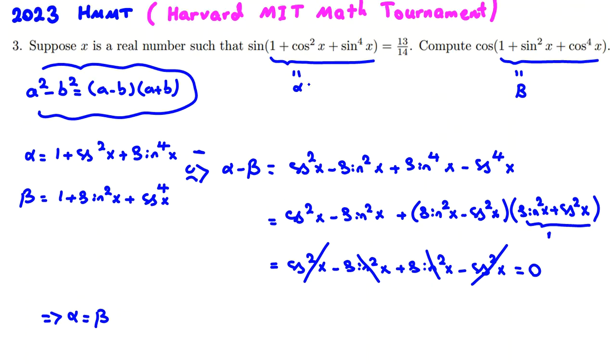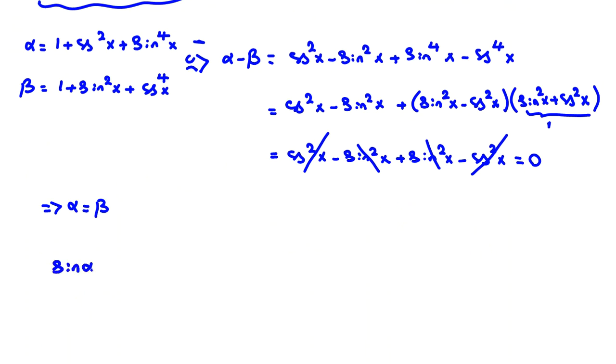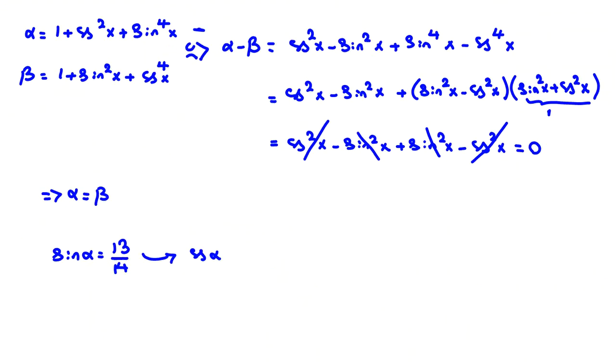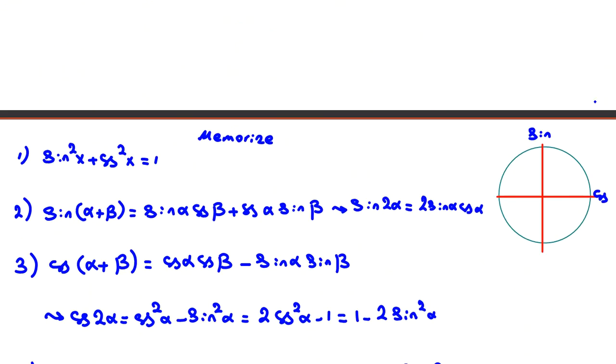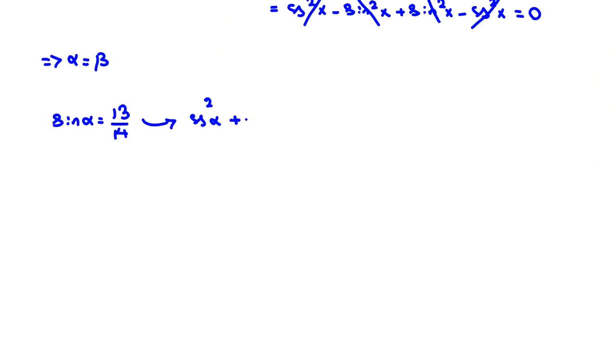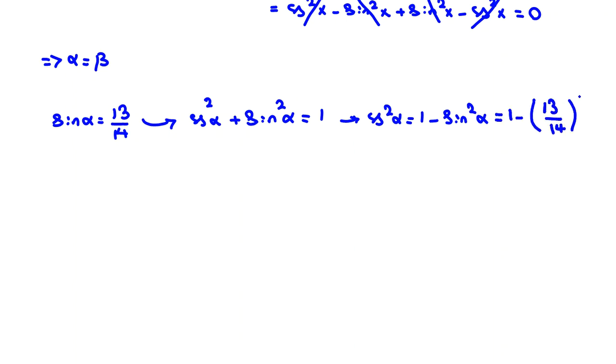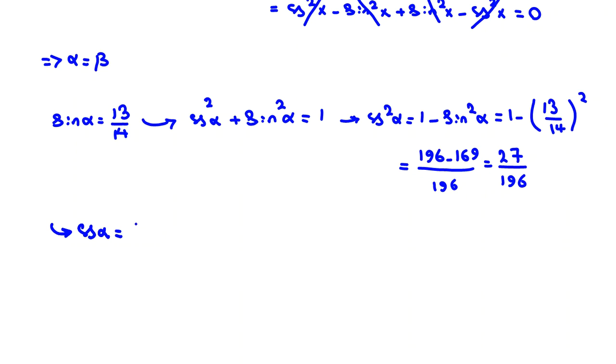So the problem changes to what? Sine alpha is 13 over 14. And now the problem wants cos alpha, because we said cos alpha equals beta. Again, if we use the identity, cos squared alpha plus sine squared alpha equals 1, we know cos squared alpha equals 1 minus sine squared alpha. It is equal to 1 minus 13 over 14 whole squared, which is 196 minus 169, which is 27 over 196. So we can conclude cosine alpha is plus or minus 3 root 3 over 14.